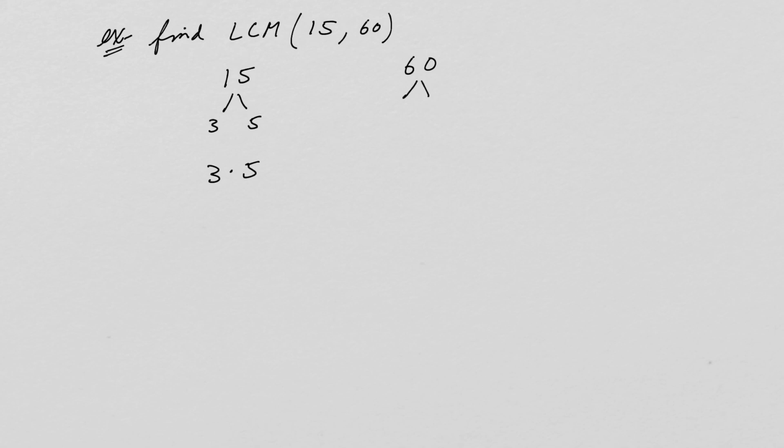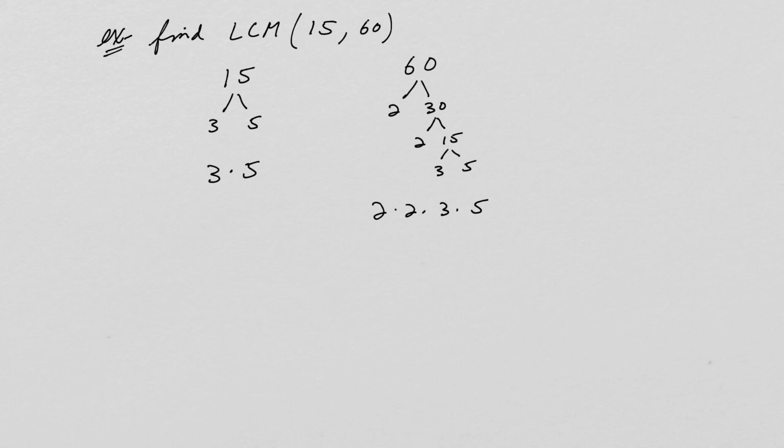So 3 times 5. 60. Does 2 go in? Yep. It goes in 30 times. Branch off to 30. Does 2 go in? Yep, it goes in 15 times. And then 15 is 3 times 5. So this is going to be 2 times 2 times 3 times 5. So my factors are 2, 3, and 5.